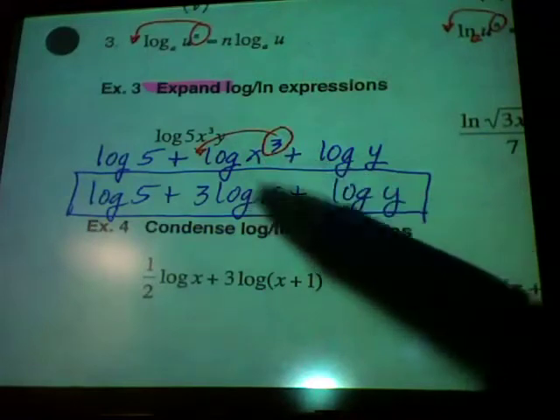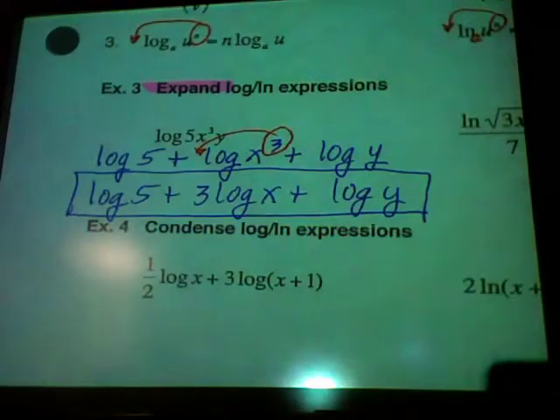Now, if you want to go from here to here and not show this interim step, that's fine. Some of you are already naturally there, and you can do that. There are some problems that you're going to get to that are a little harder to do.